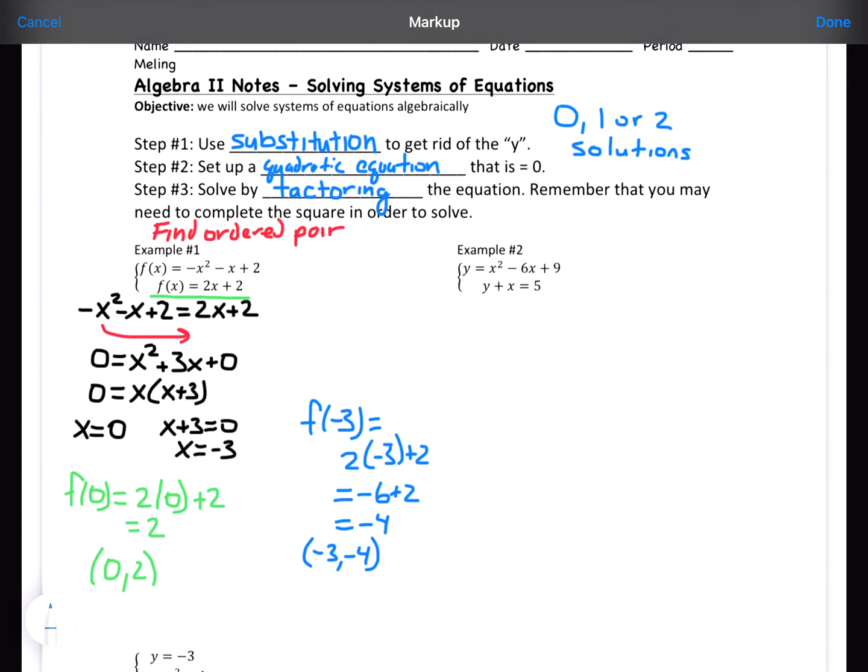All right, so the hardest part of that one was that we started with a negative x squared on one. And so I always want to get a positive x squared term. It just makes it easier to factor, in my opinion.